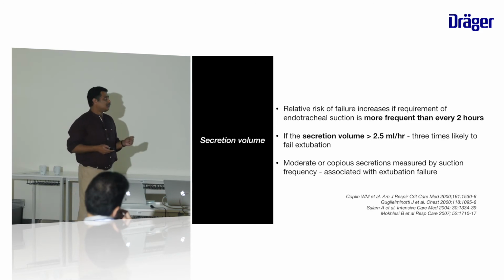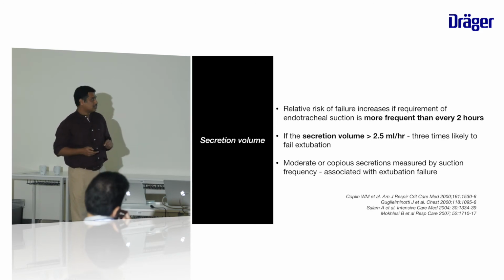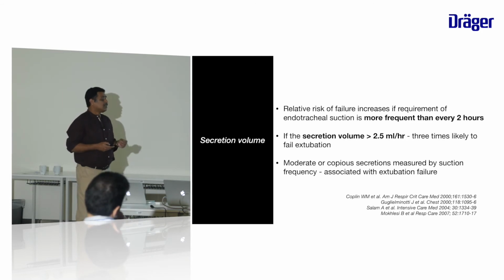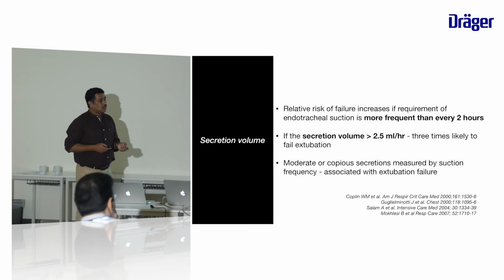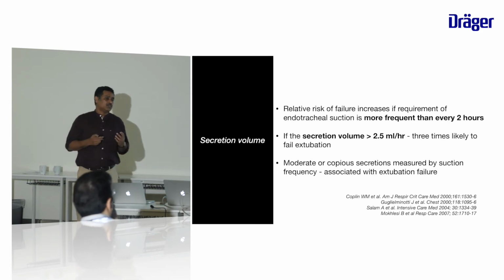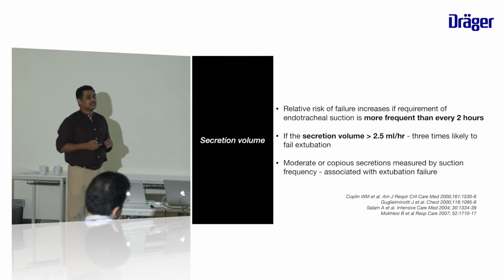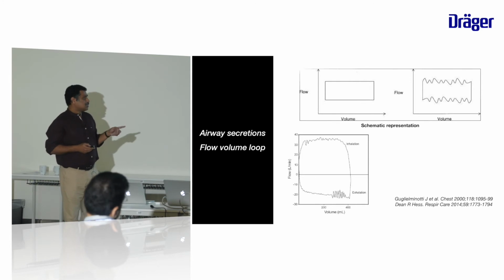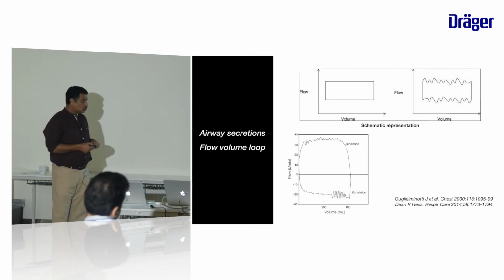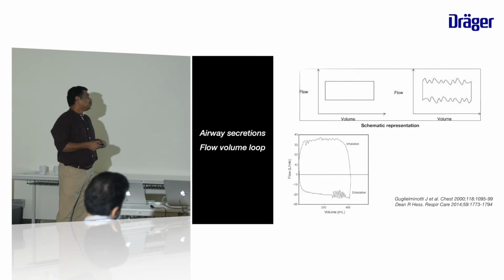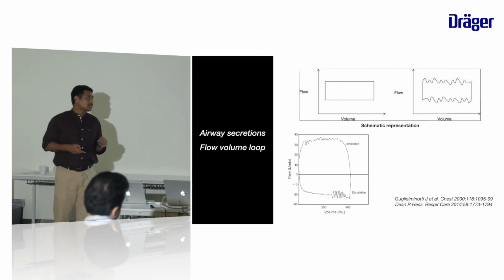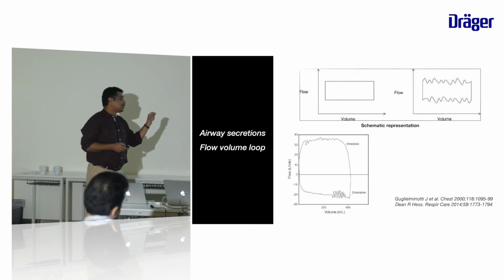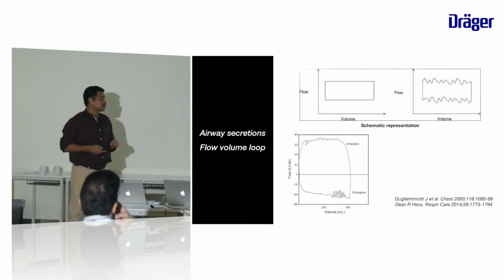Secretion volume: you need to find out whether the patient has copious secretions. There are various ways of finding that. If the patient needs suctioning every 2 hours, or if you quantify the secretion and it is more than 2.5 ml per hour, or if the secretion is moderate to copious, that means there is an increased chance of extubation failure. And you can also find secretions in flow volume loops as a sawtooth pattern. That means the patient has secretions, and you can assess how frequently this pattern is coming. Again, this can be a reason for failure.